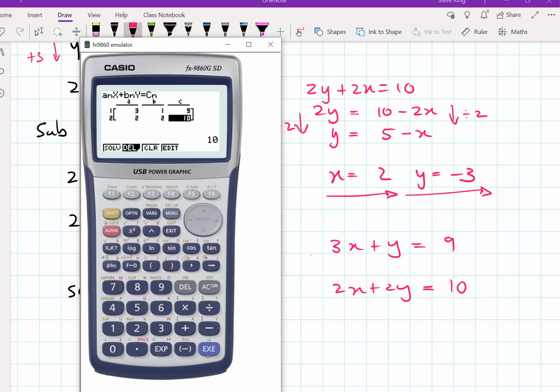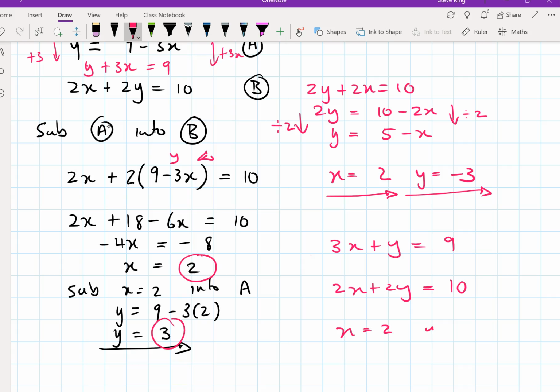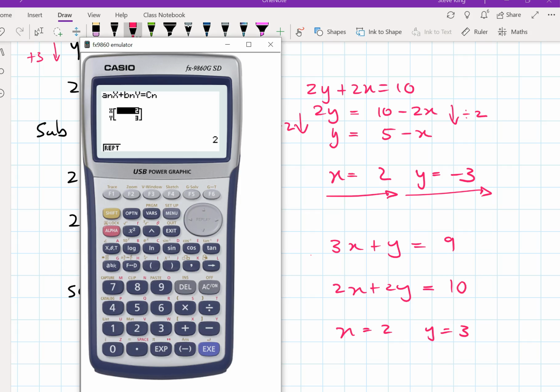Press all of that, and now once I press enter, I get these options at the bottom over here. I want to solve, so I press F1 for solve, and there I come up with my solutions. X is 2 and y is 3. And so the calculator has done all the hard algebra in the background and can solve these things for you. And this, I think, is a very powerful tool.